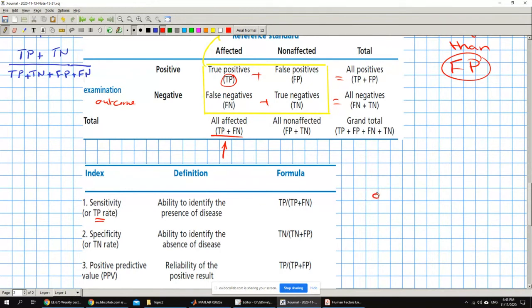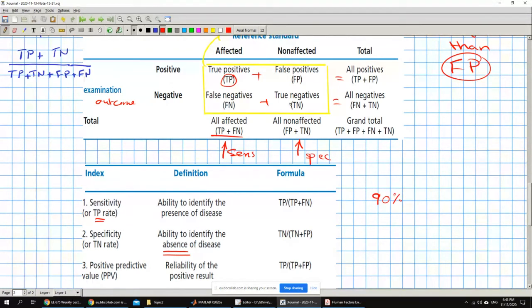For example, if I said that the sensitivity is 90%, this means that if I have 100 patients with the disease, I will definitely be able to detect the disease in 90 patients out of 100. Okay, so this is very important. The other way around, the specificity is the ability to identify the absence of disease, which we're talking about in this column right there. So this is a sensitivity, this is a specificity.